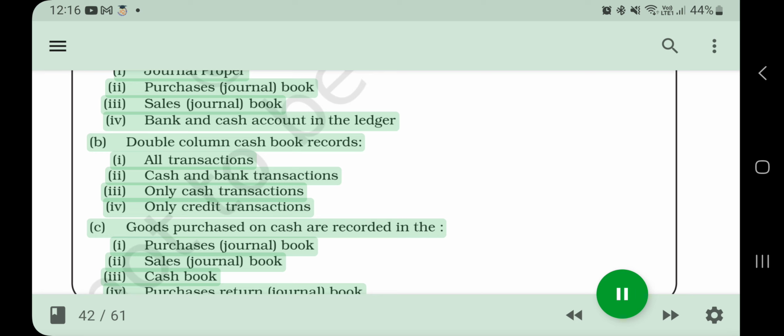B. Double column cash book records: i. All transactions. ii. Cash and bank transactions. iii. Only cash transactions. iv. Only credit transactions. C. Goods purchased on cash are recorded in the: i. Purchases journal book. ii. Sales journal book. iii. Cash book. iv. Purchases return journal book.